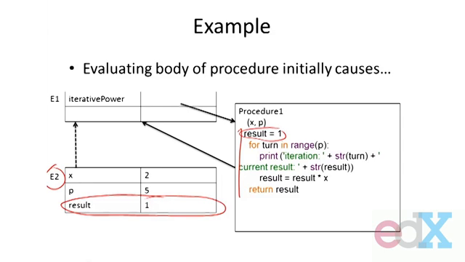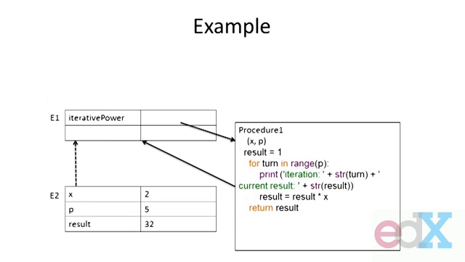Having done that definition, I run through the for loop, and that says look up the value of x, which is right there. Look up the value of result, which is right there. Multiply them together and change the binding for result. And then do it again and again, and you get the idea. All of this computation takes place in this environment, E2.